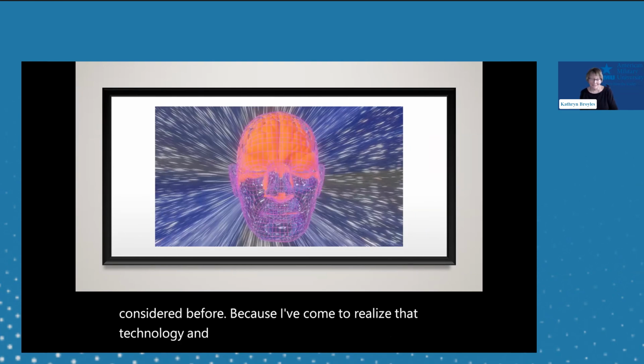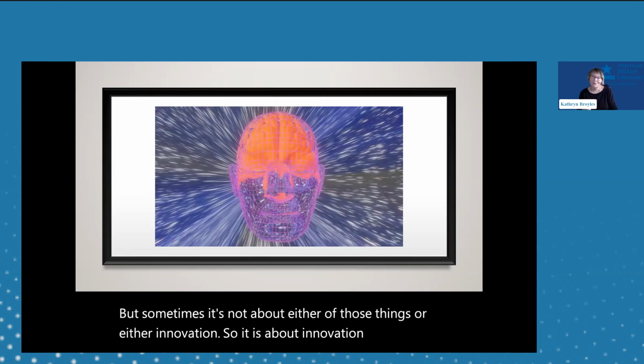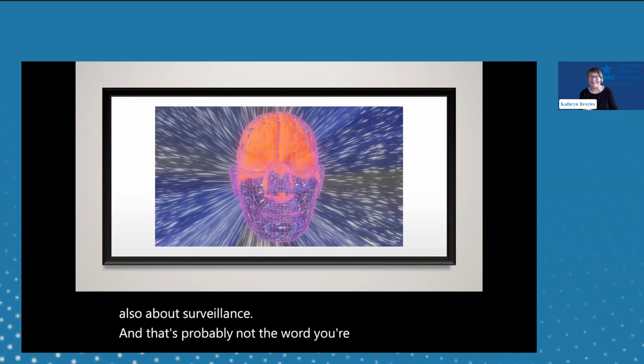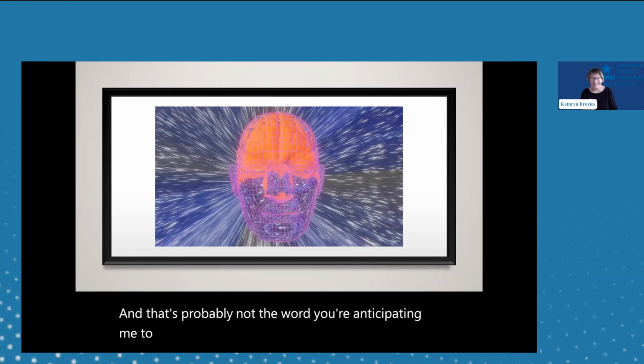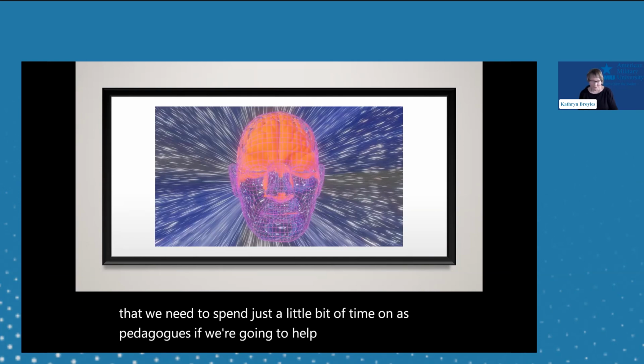in the educational sector can be, but not always, about access. It can be about convenience, but sometimes it's not about either of those things or either innovation. So it is about innovation, yes, but it's also about surveillance. And that's probably not the word you're anticipating me to offer. And surveillance is an ominous word, and one that we need to spend just a little bit of time on as pedagogues if we're going to help our students succeed.